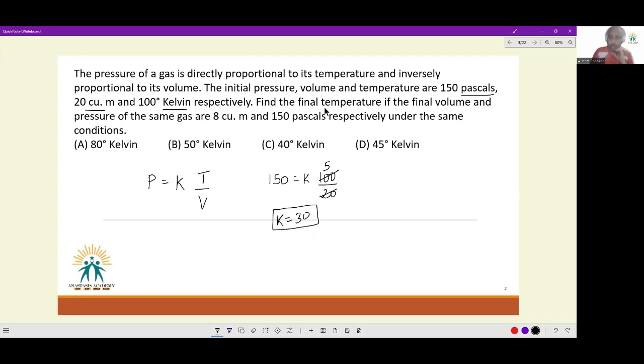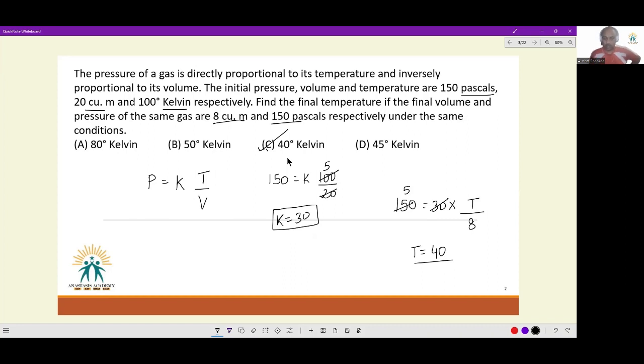Now find the final temperature, when the final volume and pressure of the same gas are 8 cubic meters and 150 pascals respectively under the same conditions. Okay. Now 150 is equal to 30 into the temperature that we're trying to find divided by volume, which is 8. So cancel and cancel, we get 5. Now the final temperature is 40. And of course, it has to be in the same unit that was used earlier. So it will be 40 degree Kelvin.